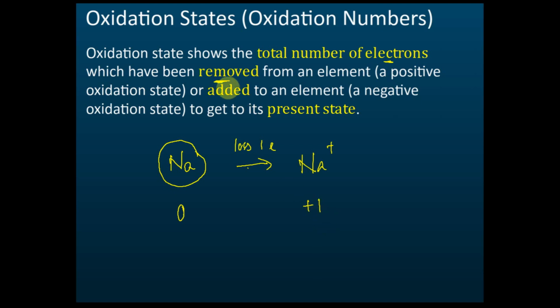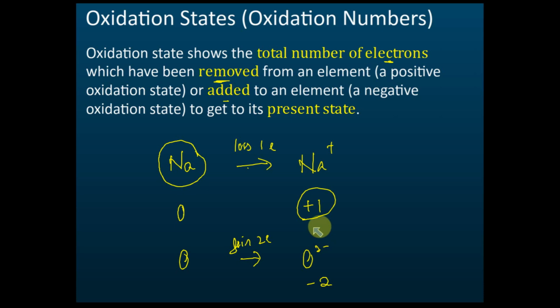Okay, that's the oxidation state. So if you have electrons removed, or if there are electrons added, for example oxygen, if it gains 2 electrons, the charge becomes 2 negative, and the oxidation state will also become negative 2. Oxidation state tells how many electrons were removed or added to an element to get to the present state. This is the present state, this is the previous state. So that is what is meant by oxidation state.